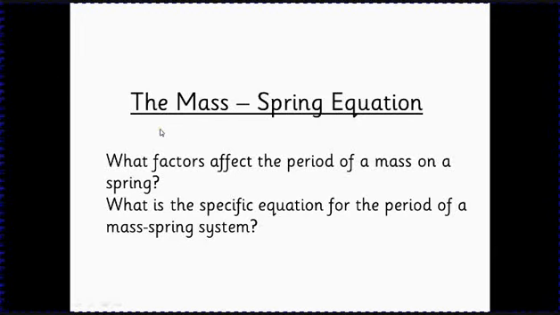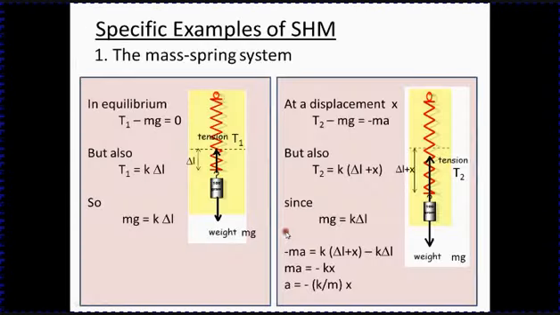So hopefully we're confident with the general equations of simple harmonic motion. There's two specific examples that we have to do. The first one of these is the mass spring system, so we're looking at an equation which is to do with the period of a mass on a spring. We need to talk about what factors will affect that, and then we need to look for a specific equation, not the general equations we've done before, just a specific one which will apply to the situation of hanging a mass on a spring and timing the vibration.